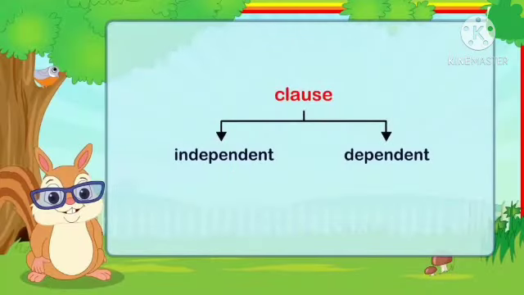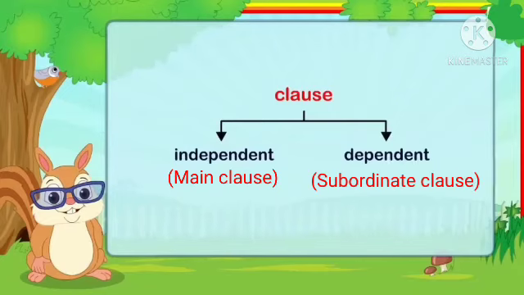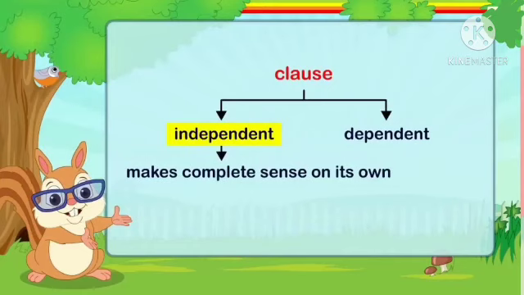A clause is either independent or dependent. An independent clause is also known as main clause. Dependent clause is also known as subordinate clause. An independent clause makes complete sense on its own. An independent clause is actually a complete sentence by itself. It doesn't need any other clause for its existence.